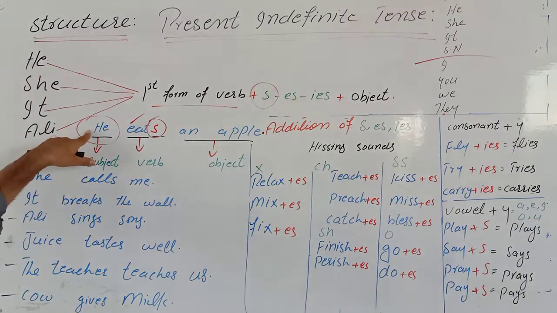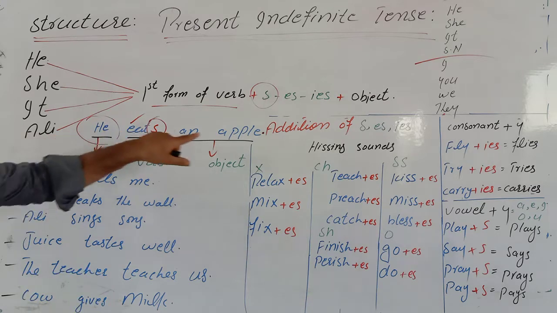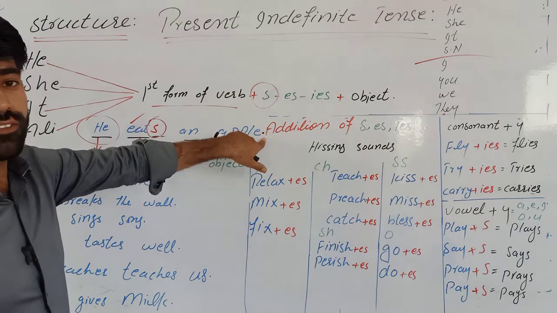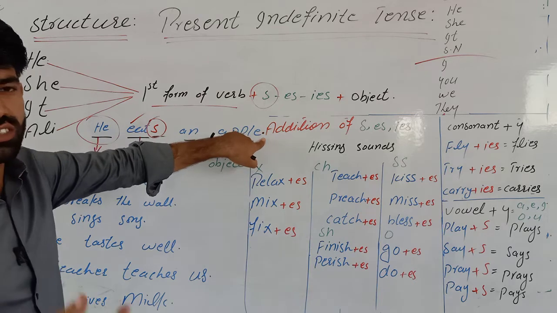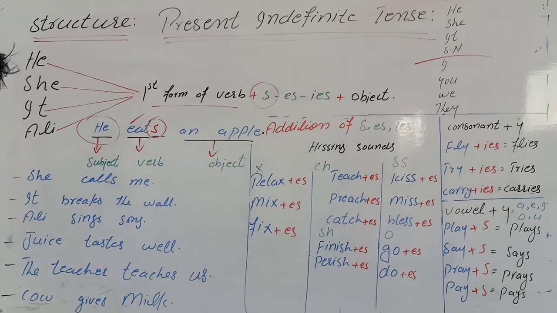We started this complete sentence with a capital letter. You have to start every sentence with a capital letter, and you have to end every sentence with a full stop or sign of exclamation or question mark. It depends on the sentence.